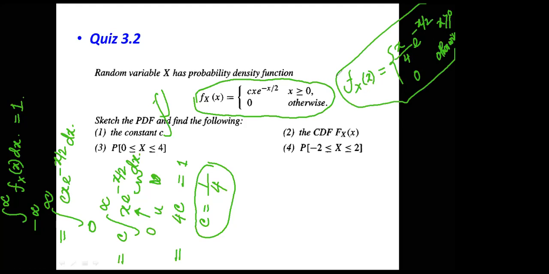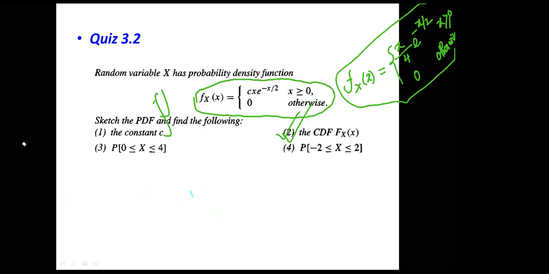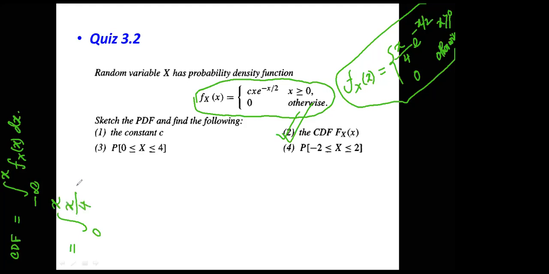Now, number 2, when I'm talking about the CDF, we know how to calculate it. The CDF calculation is the integral from minus infinity to x of f_X(x) dx. For our case it is from 0 to x, with x by 4 e to the power minus x by 2, which equals 1 by 4 times the integral from 0 to x of x e to the power minus x by 2.